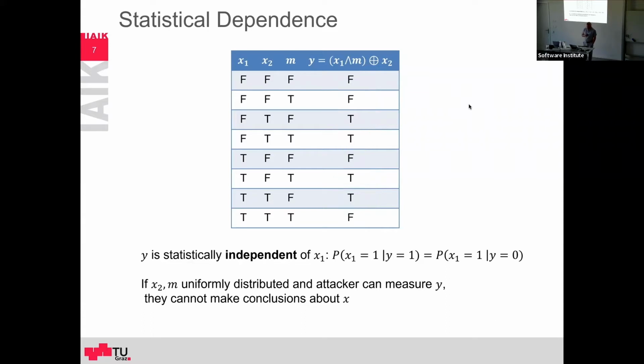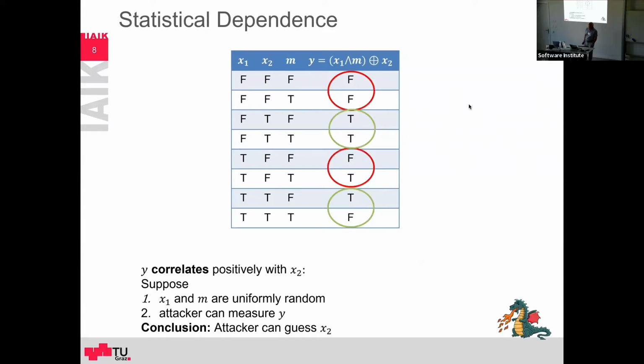Let's look at x2. There we go. The cases in which x2 is false are marked red, the other two are marked green. Now if you count the numbers of falses and trues again, you see that there's a difference. Again, if x1 and m are random, and I measure the value of y and I see a false, then it's more likely that I'm in the red area than in the green area. If I measure a false, I would tend to think that x2 is probably also false. If I measure the output to be true, then x2 is probably also true.